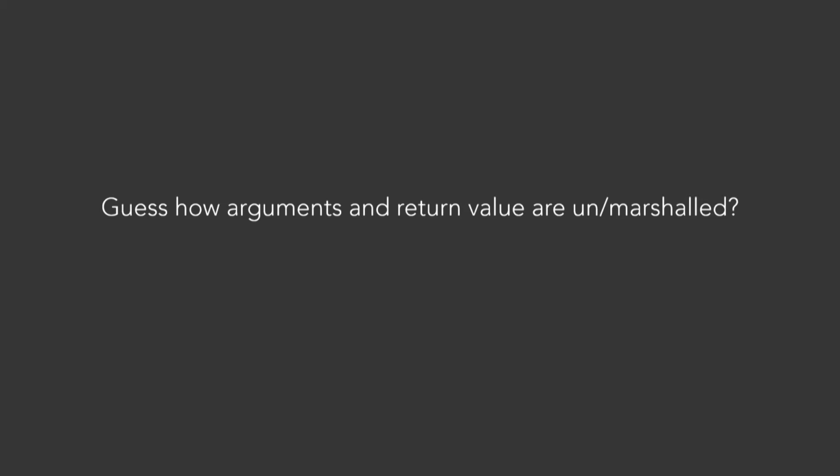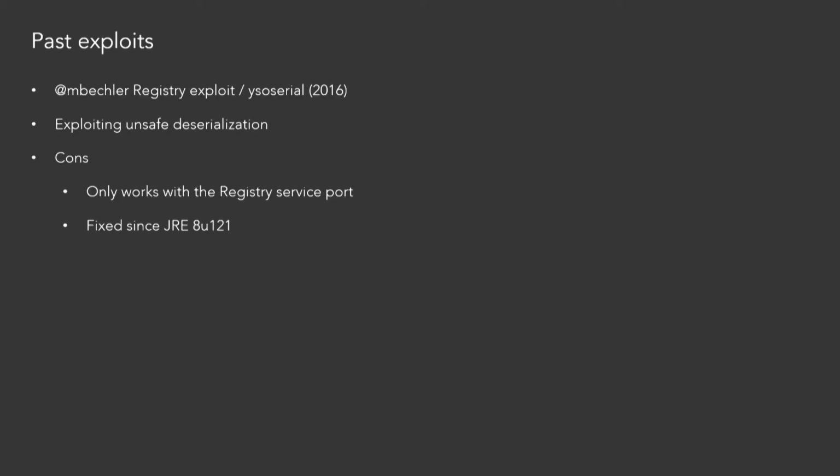Given this is a network protocol and this is coded in Java, how are arguments and return values marshaled? Marshaling meaning to switch from the higher layer point of view to the wire. So this is exactly what Java serialization is built for. So that's what I'm going to be talking about next, deserialization exploits.